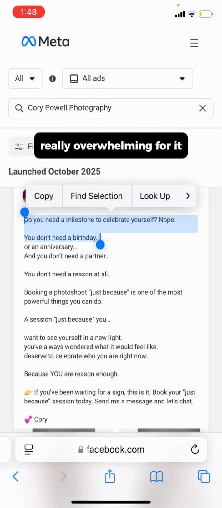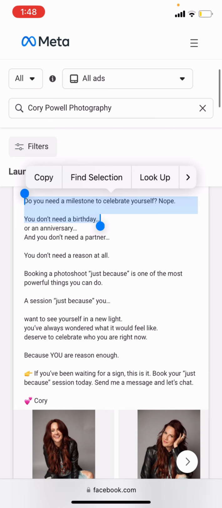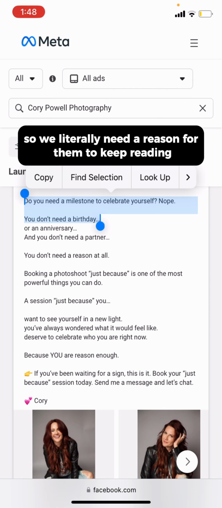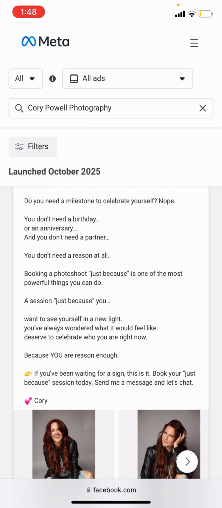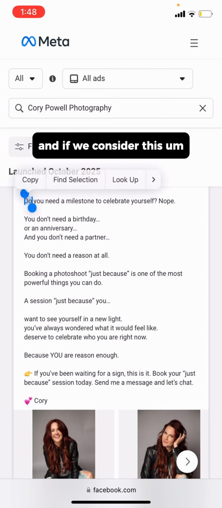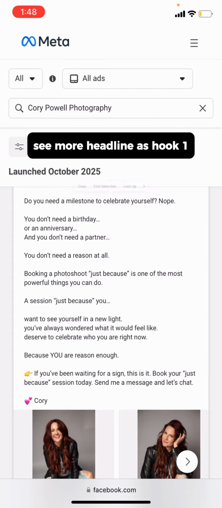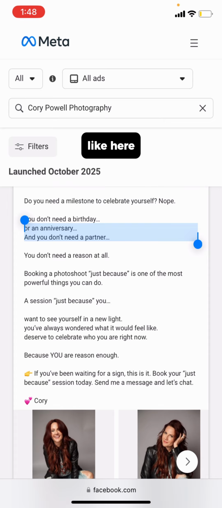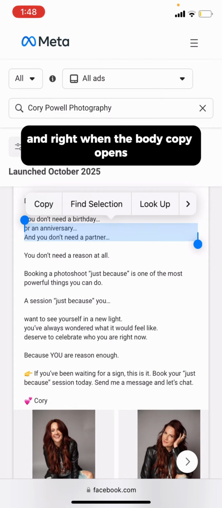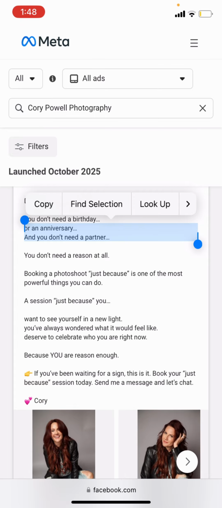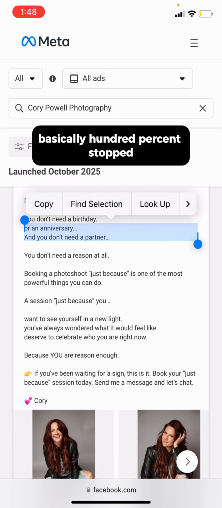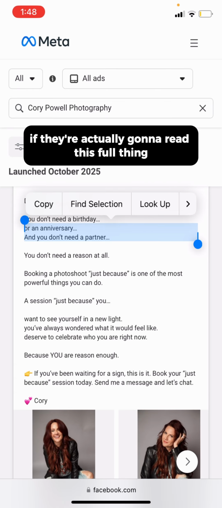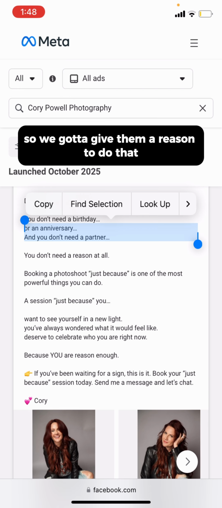And this wall of text is really overwhelming for it. So we literally need a reason for them to keep reading. Why should they keep reading? Why should they listen to us? If we consider this See More headline as hook one, we basically need a hook two, right here when the body copy opens, a why they should listen to us, a why they should keep reading, because now their brain's gone from slow to basically 100% stopped if they're actually going to read this full thing. So we've got to give them a reason to do that.